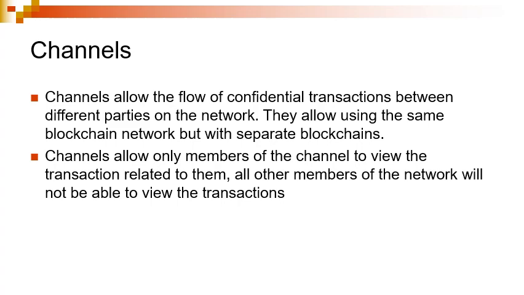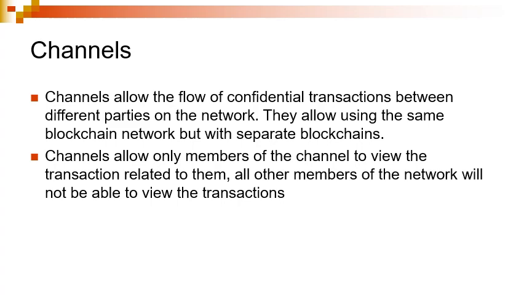So channels allow the flow of confidential transactions between the different parties on the network. They allow using the same blockchain network but with separate blockchain. So we can form a separate blockchain with the channel with some group of people, but these channels can communicate. There are different channels on the Hyperledger Fabric, and these channels can communicate with each other if required. So channels allow only members of the channel to view the transactions related to them.